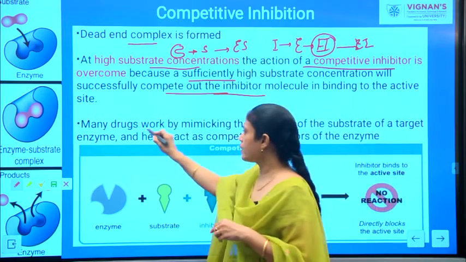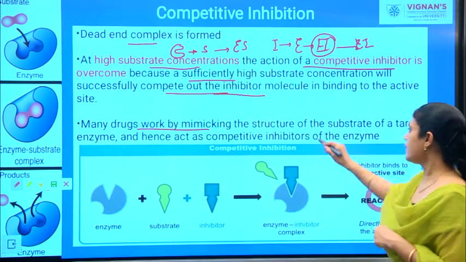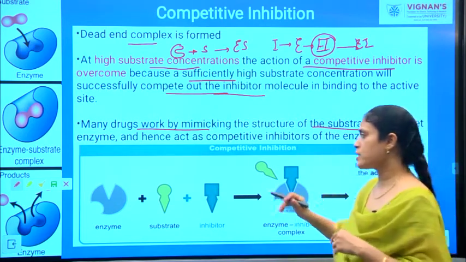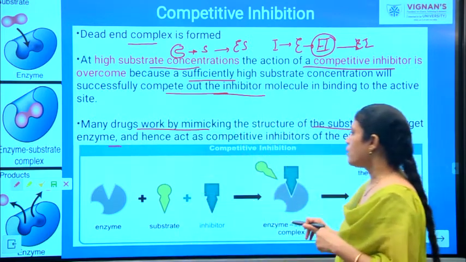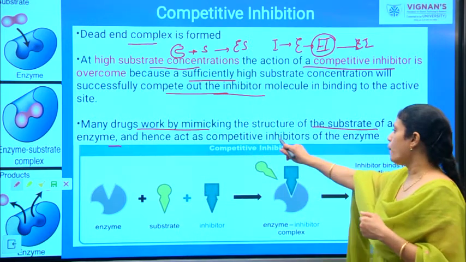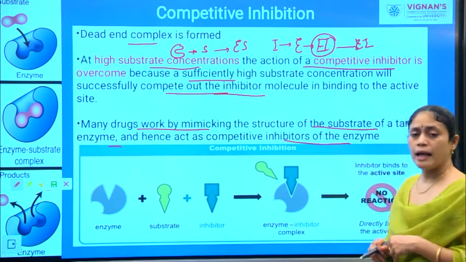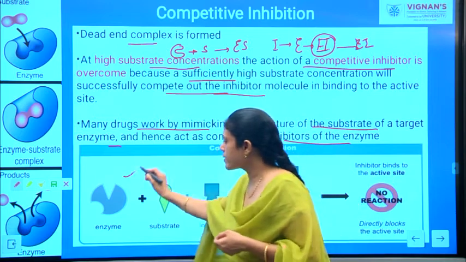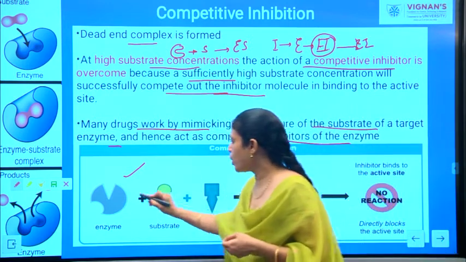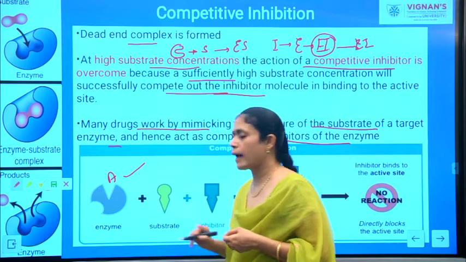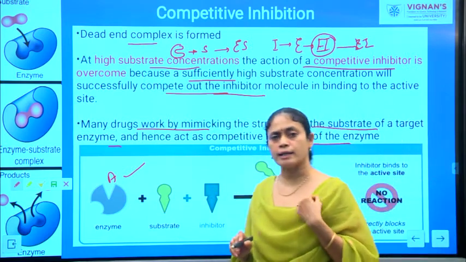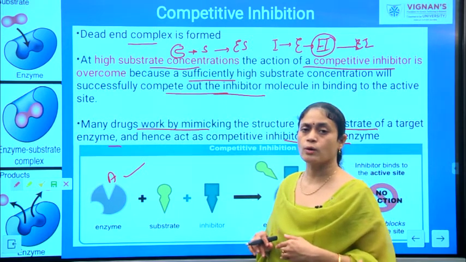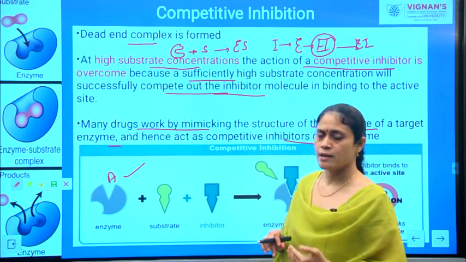So many drugs work by mimicking the structure of the substrate molecule, targeting a specific enzyme, and hence act as competitive inhibitors of the enzyme. I'll explain with the help of a figure. Just see this. This is your enzyme molecule. The enzyme molecule has a proper active site. Along with the active site, enzymes will also have other sites which we call allosteric sites.